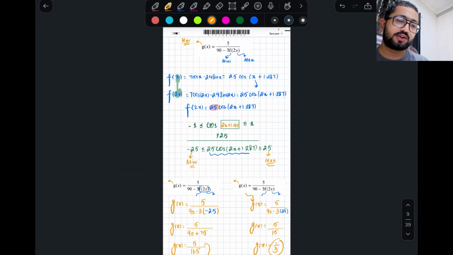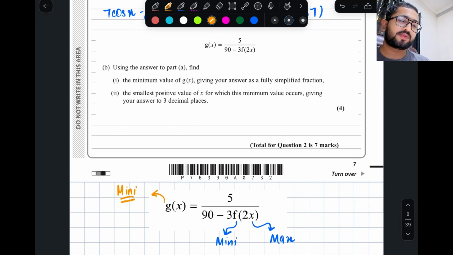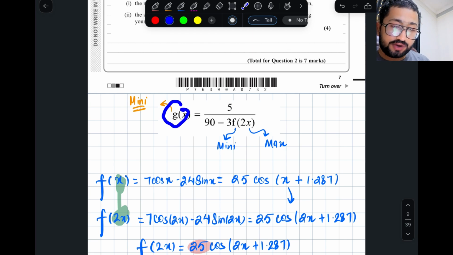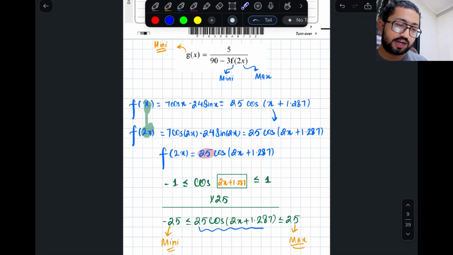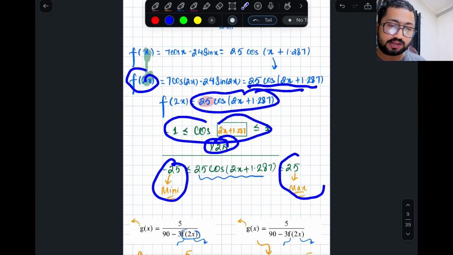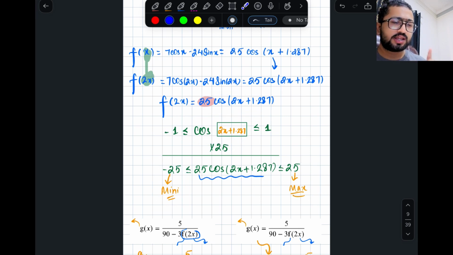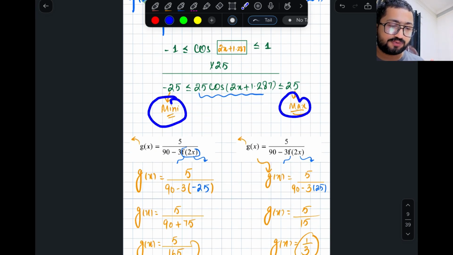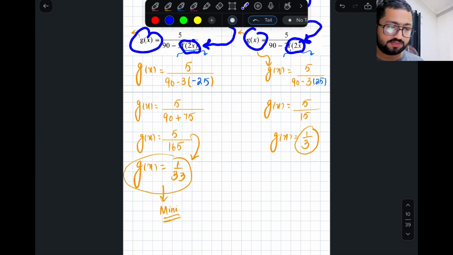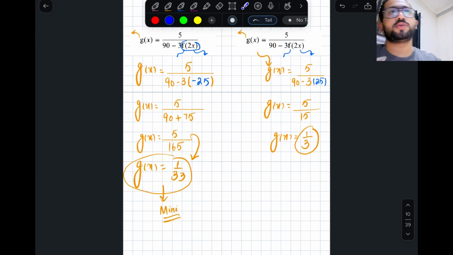Please look at the screen. Whenever the question is to find the minimum value or maximum value of g of x, first you need to find the minimum or maximum value of f of 2 of x. How to find it? Simply by using this idea. Then substitute the minimum or maximum value of f of 2 of x in this function only. You will get the answers of g of x and select which one is minimum and which one is maximum.